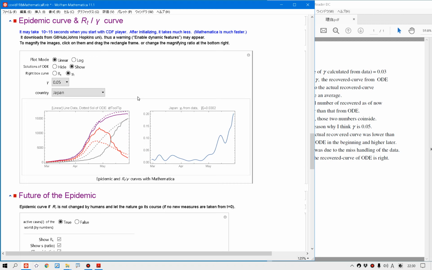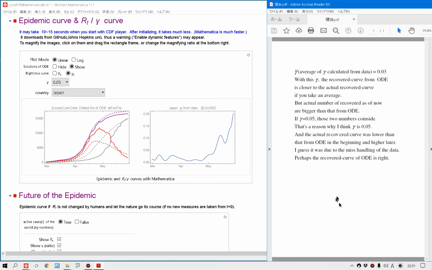So there are three reasons why I would like to assume gamma equals 0.05. And the number of gamma should be the same from country to country. So I take this gamma for the default number. Okay. So let's see other countries too.